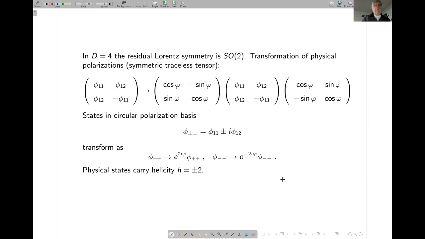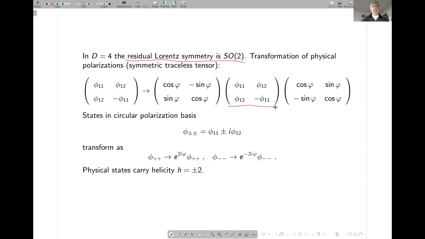In 4 dimensions, the residual Lorentz symmetry that we have after picking a momentum vector is SO(2). And this acts on the 2x2 block of the polarization tensor, which contains the physical degrees of freedom. This is a symmetric traceless 2x2 tensor. This transforms as a symmetric tensor under the Lorentz group. I've written this out here in matrix notation.